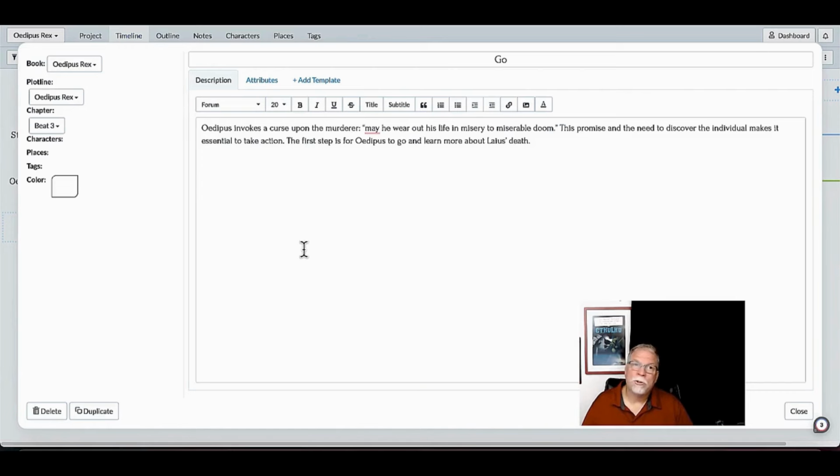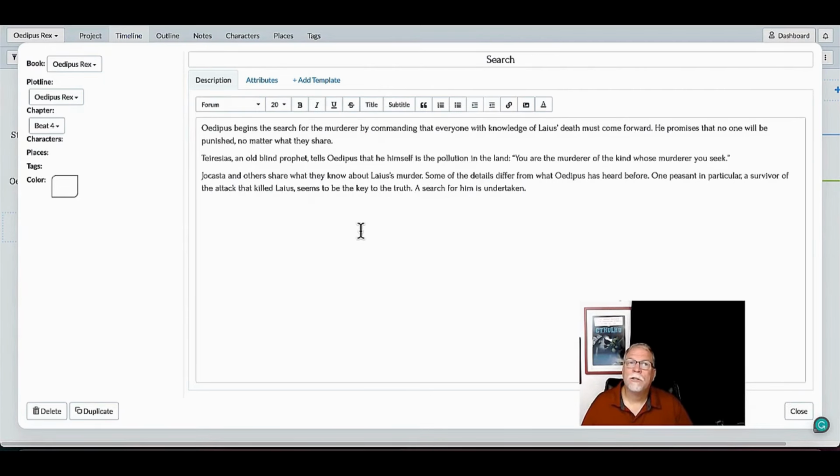And the first step is to go and learn more about the crime, like any good detective would. So he begins a search. He does this by commanding that everyone with knowledge of Laius' death must come forward. He promises no one's going to be punished no matter what they share, kind of a promise of amnesty or something like that. An old blind prophet tells Oedipus that he himself is the pollution in the land. "You are the murderer," he says, "of the king whose murderer you seek." This rattles Oedipus, but he keeps going anyway.